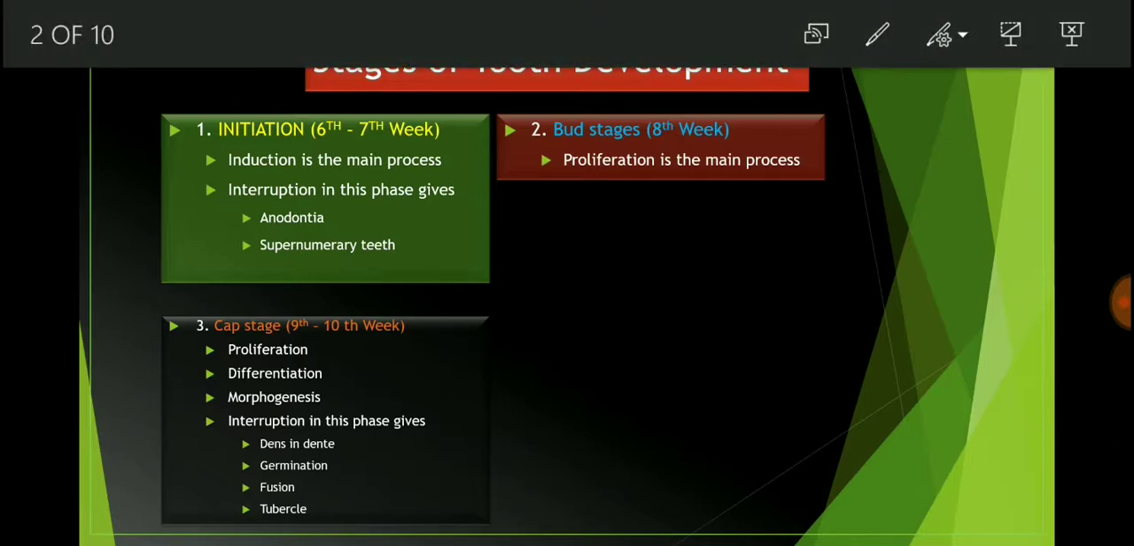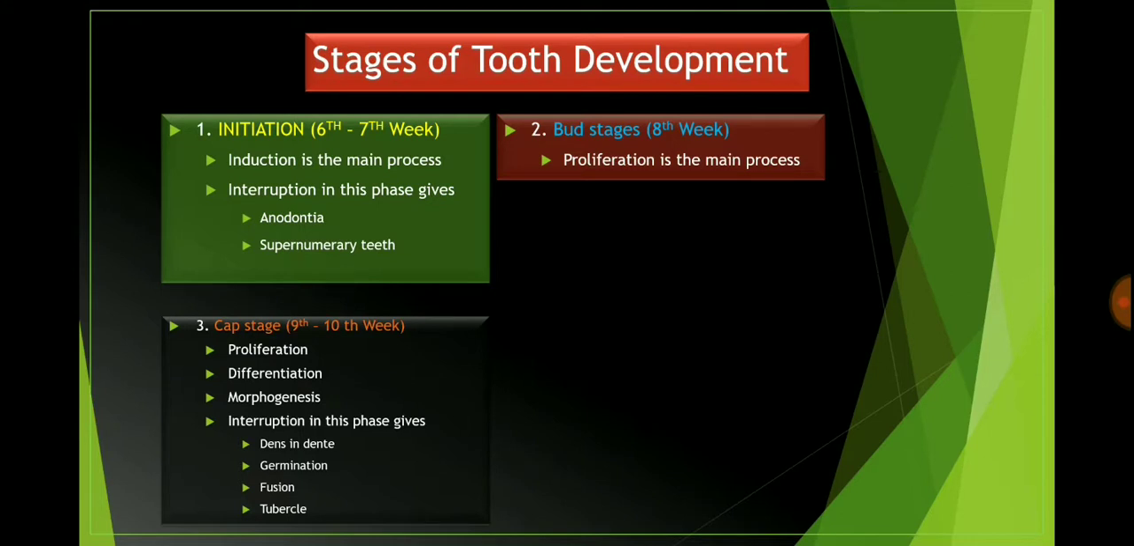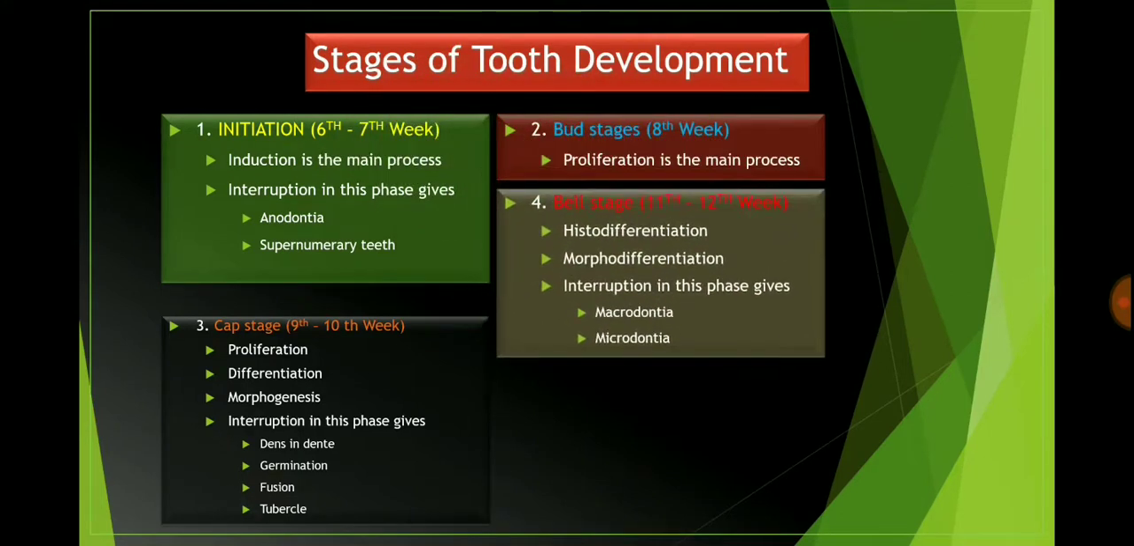The fourth stage is the bell stage, which occurs in the 11th to 12th week in utero. The main processes in the bell stage are histodifferentiation and morphogenesis, and interruption in the bell stage gives rise to macrodontia and microdontia.